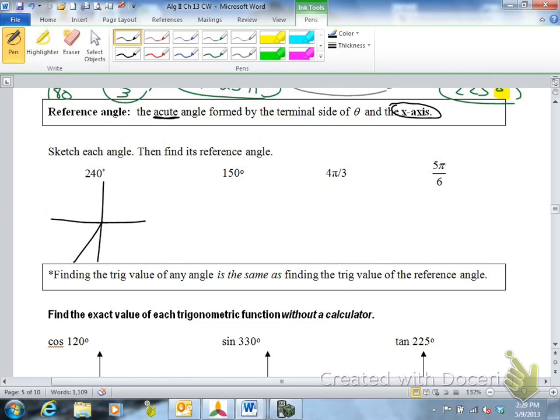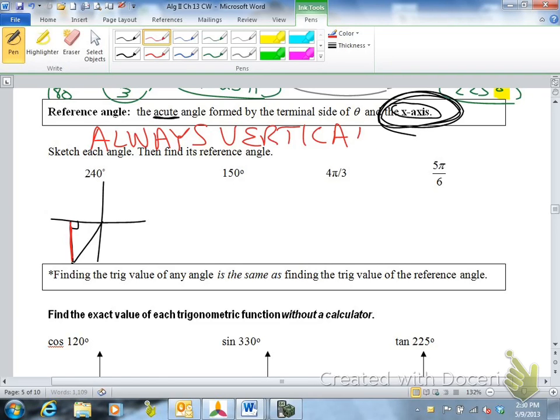And now we have to figure out what angle we're talking about. We're going to draw a vertical line that's perpendicular to the x-axis. Like I said, it has to be the x-axis. You don't want to draw a line that's perpendicular to the y-axis. That would be incorrect. It's going to mess you all up. The line that you draw is always vertical. It is always in relation to the x-axis, perpendicular to the x-axis. So it's always vertical.